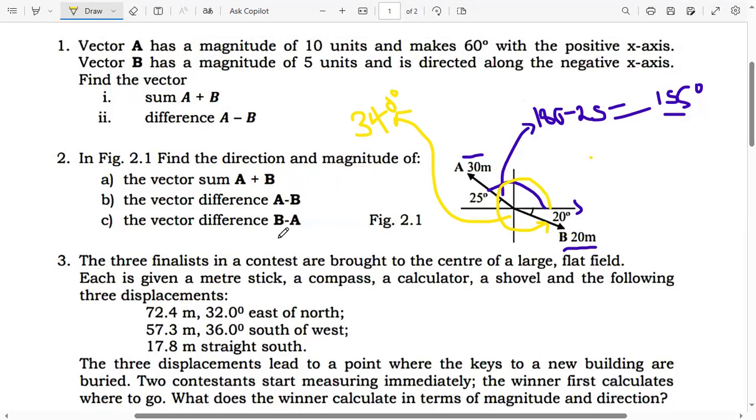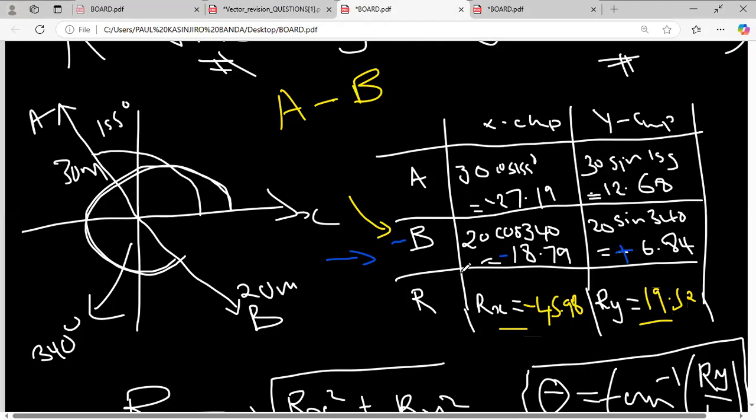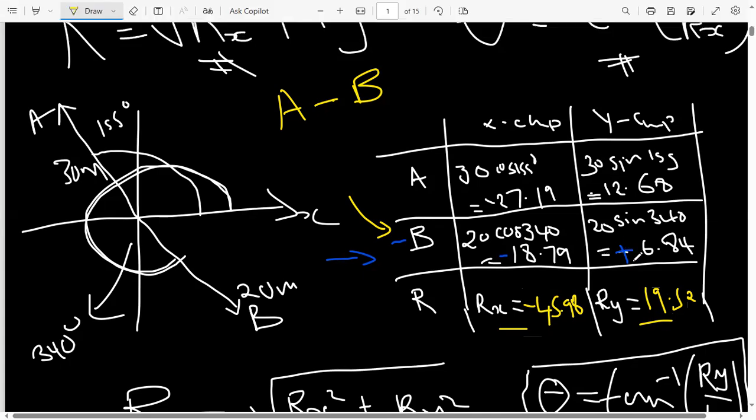So this b minus a is the same as minus a plus b. So it means that row for a, you're going to add a minus, and then this row for b, we are going to take it back to the positive one. So this is what I mean. This minus 18 was for minus b, right? And then this positive 6 point whatever was for minus b. So we are now finding b minus a, right? So this b minus a is the same as minus a plus b.